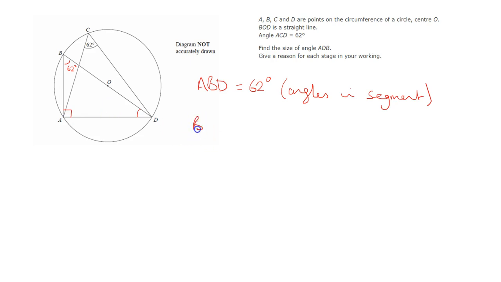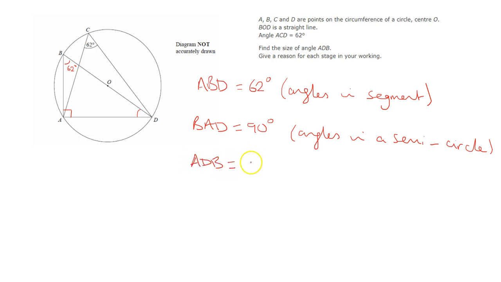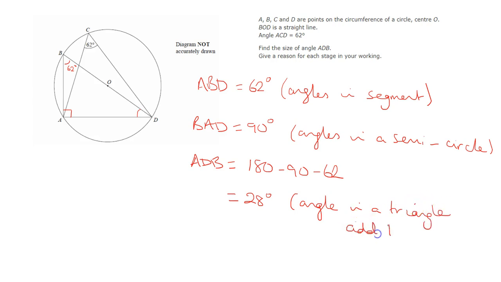So BAD is 90 degrees, and that's angles in a semicircle. And then finally, we can work out the angle ADB, which is the one that's required. So ADB then will be 180 minus 90 minus 62, and that's because of angles in a triangle. So that's equal to 90 minus 62, which is 28 degrees. And that's because angles in a triangle add to 180. Okay, so that's that one done.